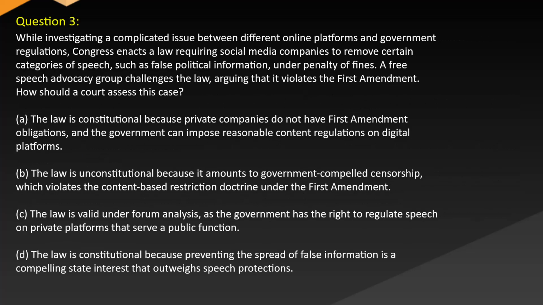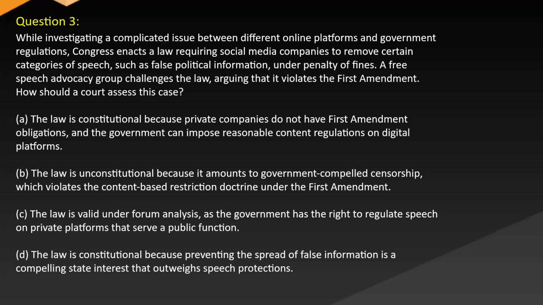Question 3. While investigating a complicated issue between different online platforms and government regulations, Congress enacts a law requiring social media companies to remove certain categories of speech, such as false political information, under penalty of fines. A free speech advocacy group challenges the law, arguing that it violates the First Amendment. How should a court assess this case?